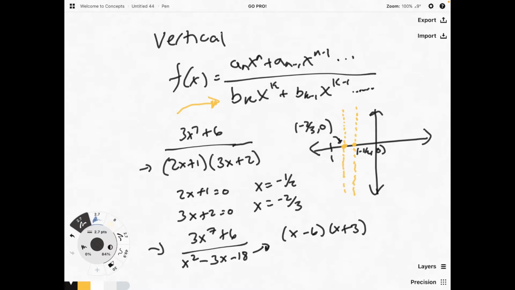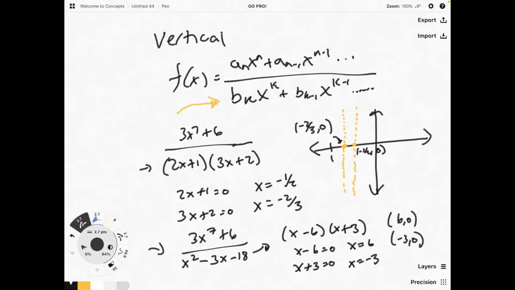From here, we would just set these equal to 0, so x minus 6 equals 0, and x plus 3 equals 0. When we further solve, we will get x equals 6, and x equals negative 3. If you graph these out, these would be your vertical asymptotes at 6, 0, and the other one at negative 3, 0.